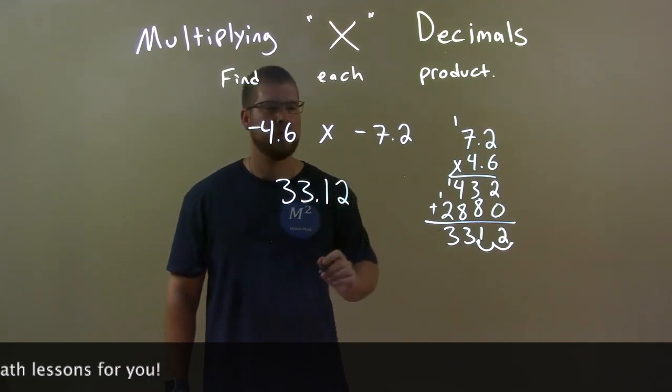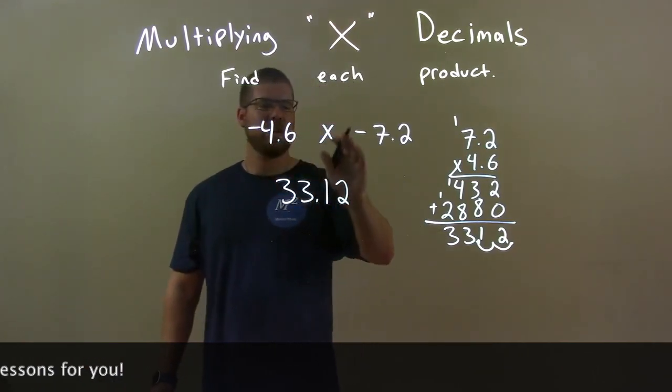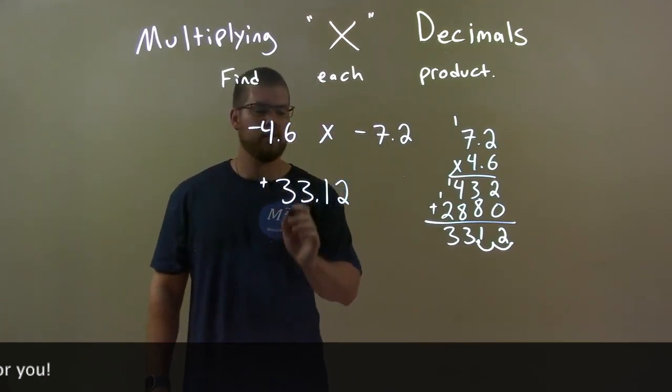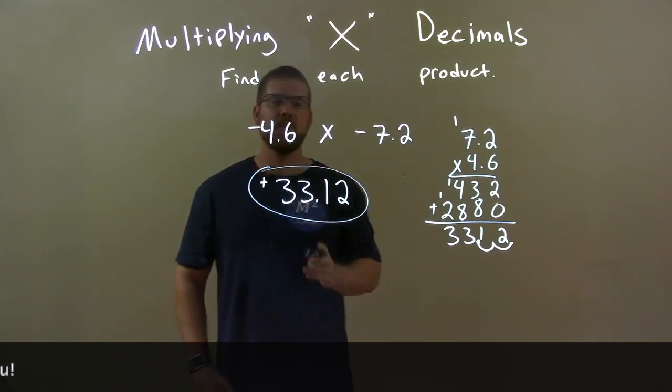And so now we have 33.12. But we also see we have a negative times a negative. Well, we know a negative times a negative is a positive. So a positive there. So our final answer, 33.12.